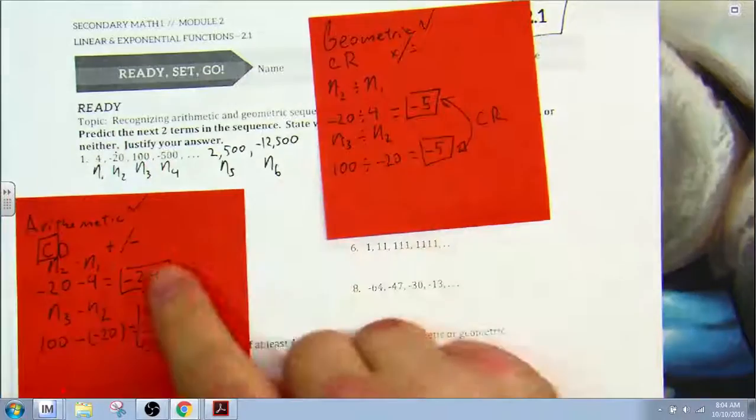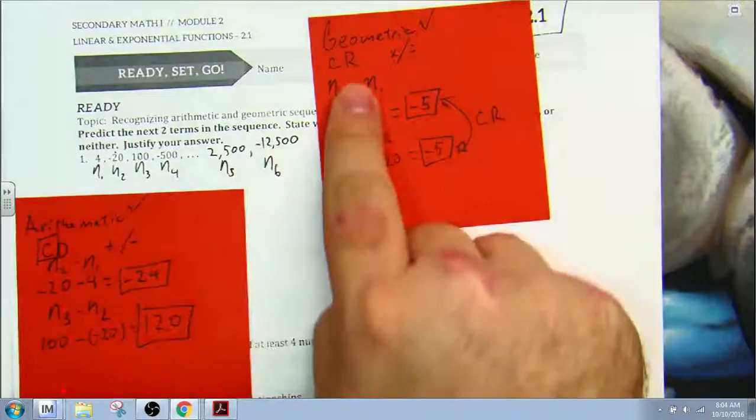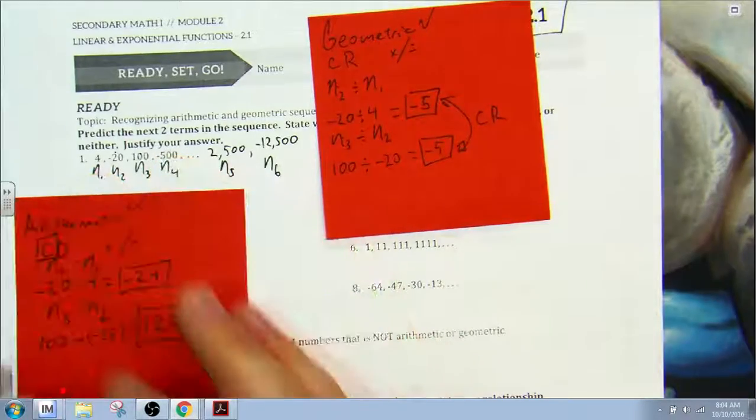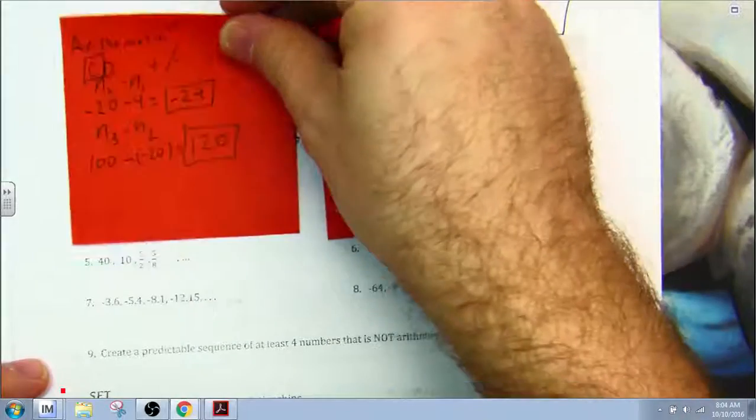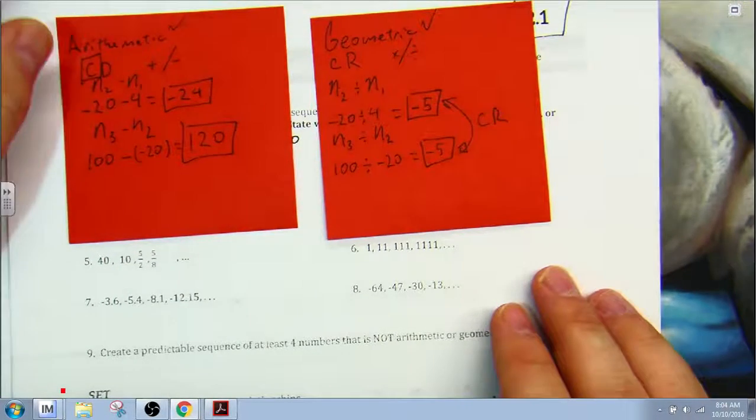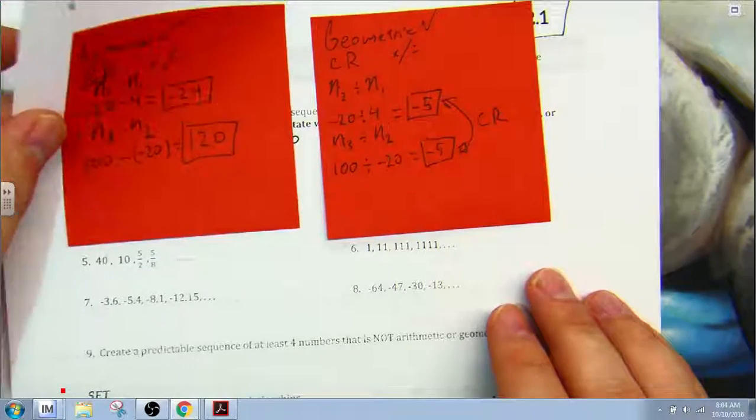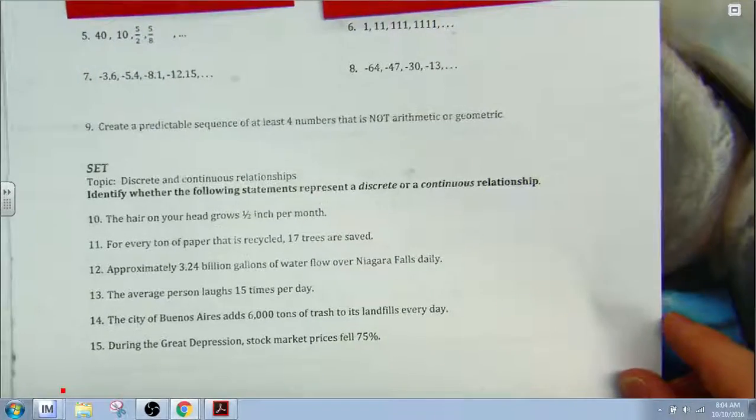And if it didn't follow either of these sequences, if you did not end up with a common difference or a common ratio, we would then know that we have a neither sequence. But sometimes for those neither sequences, you can still figure out what the next steps are. Okay, let's move on to the next section, where we're talking about discrete and continuous relationships.